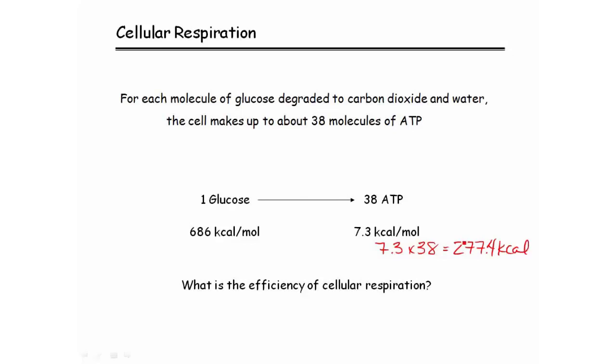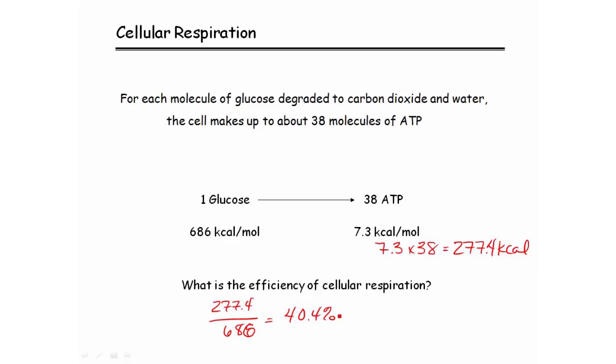We'll notice that 277.4 obviously is not 686. That means that we are not getting all of our energy packed away in ATPs. So if we look at the actual efficiency of it, if we take the 277.4 and you divide that by your 686 that we have, you get an overall efficiency of 40.4%. So cellular respiration is 40% efficient.